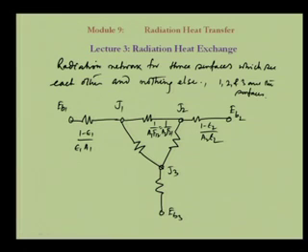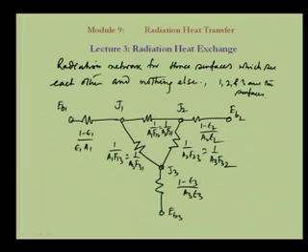And this part is again a space resistance, 1 by A 1 F 1 3 equal to 1 by A 3 F 3 1. This is again a space resistance, 1 minus epsilon 3 by A 3 epsilon 3. And this is 1 by A 2 F 2 3, equal to 1 by A 3 F 3 2. So these three are the space resistances, and these three are the surface resistances. Okay. Now, this is a typical network diagram for three bodies.